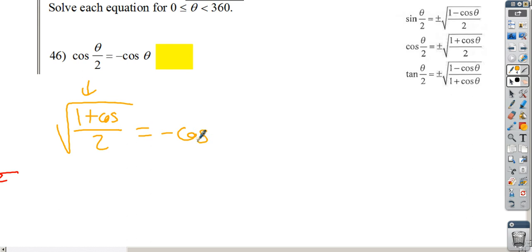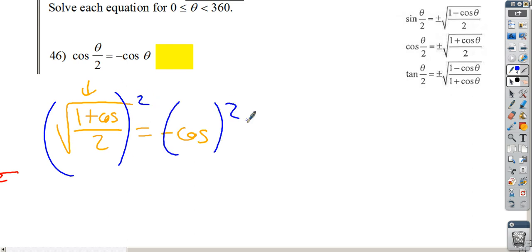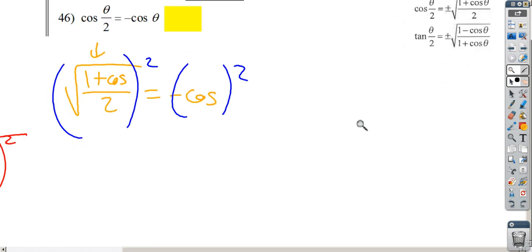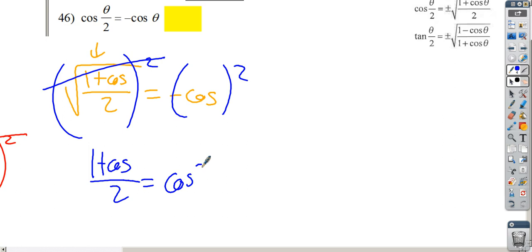Okay, now how do we get rid of the radical? We can just directly start by squaring both sides. And sometimes you need to check solutions because you can get an extraneous solution when you start squaring things. Whenever you're squaring both sides of an equation, you should check. So the radical and squaring cancel each other out, leaving us with what's under the root. And then negative cosine times negative cosine is just cosine squared.